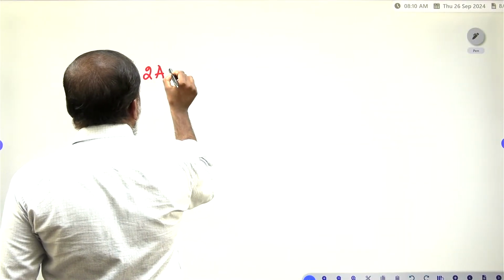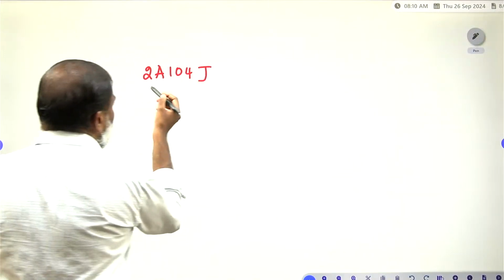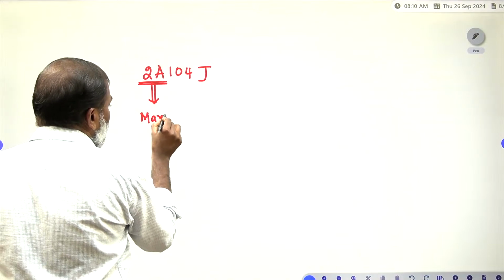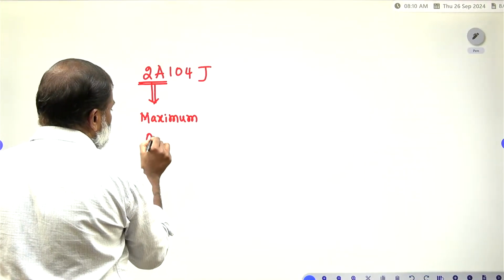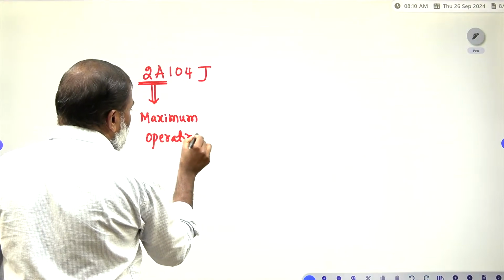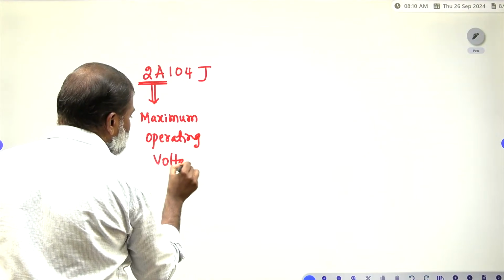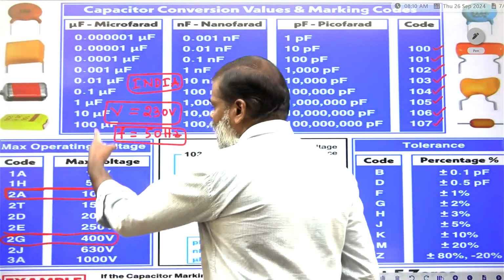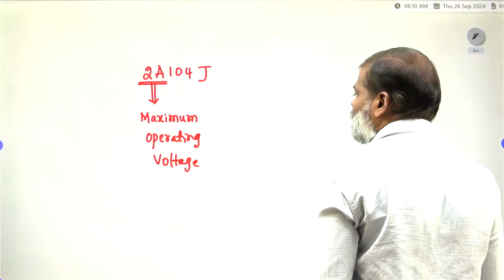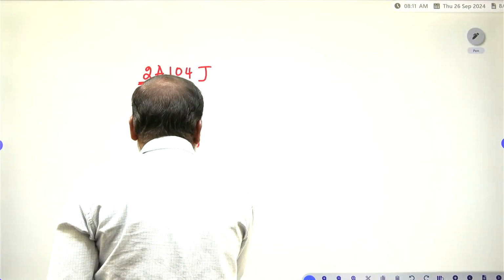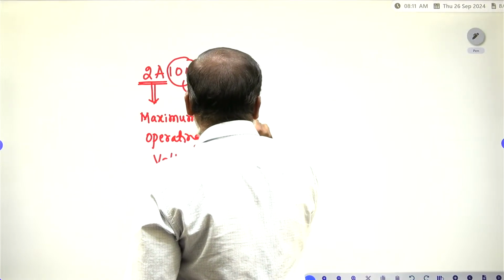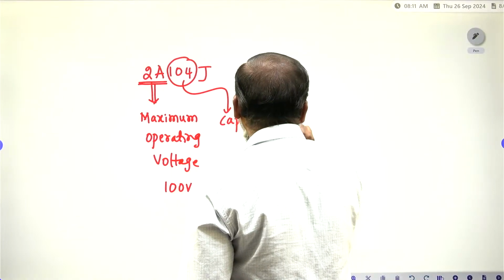Now you have to see 2A 104 J. What is that? First, 2A belongs to the maximum operating voltage. What is that value? If it is 2A, the maximum operating voltage, according to the chart, is 100 volts. So 100 volts is the maximum operating voltage. 104 is there, no? It will give the capacitance of the capacitor.